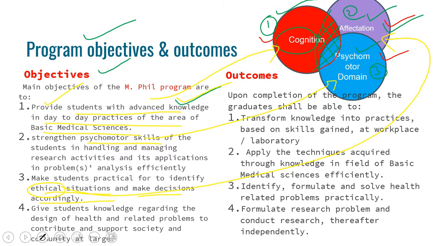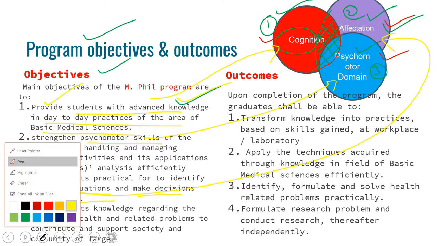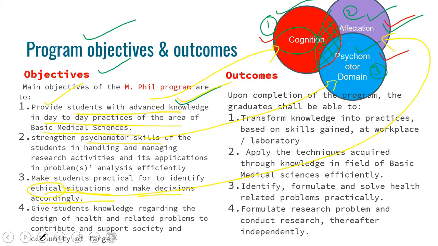Now, if you look at objective number 4, the MPhil program aims to give students knowledge regarding the design of health and related problems, to contribute support to society and the community at large. You see, the student must have this, so it is related to a research level objective. And when it comes to outcomes, the outcome for objective number 4 will be to formulate a research problem and conduct research thereafter independently.